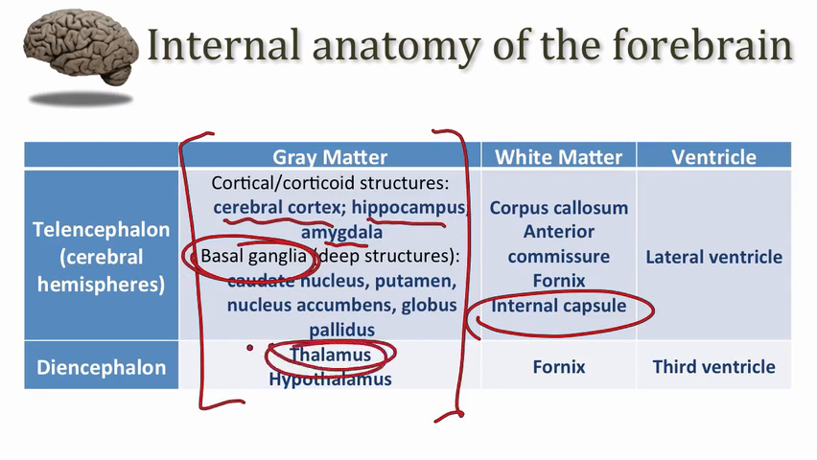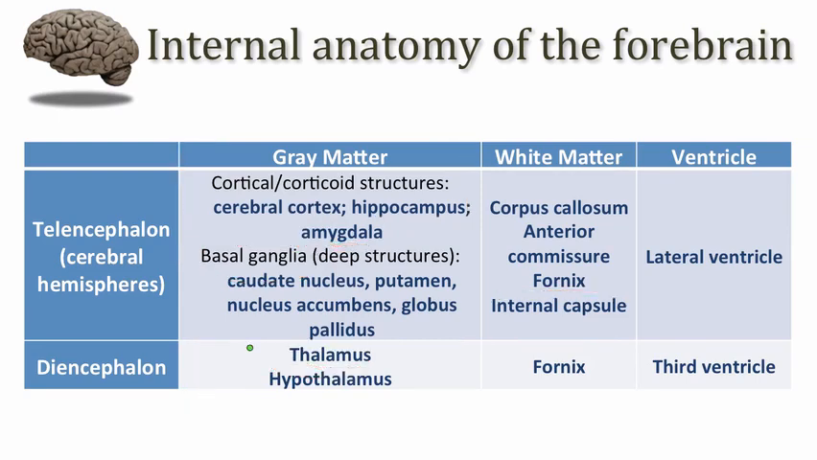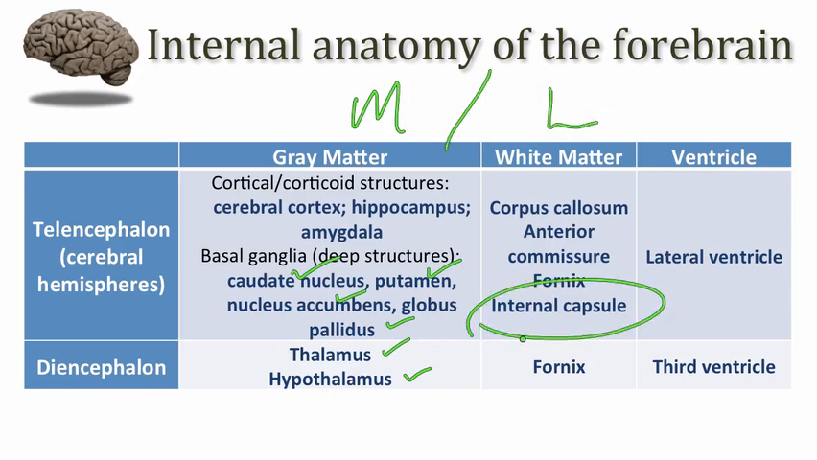particular in the thalamus. So what I want you to be able to do is to recognize how is the caudate nucleus, the putamen, the nucleus accumbens, and the globus pallidus positioned relative to the internal capsule. And then how does the thalamus and the hypothalamus fit in? And essentially the answers to these questions will be either medial or lateral to the internal capsule.